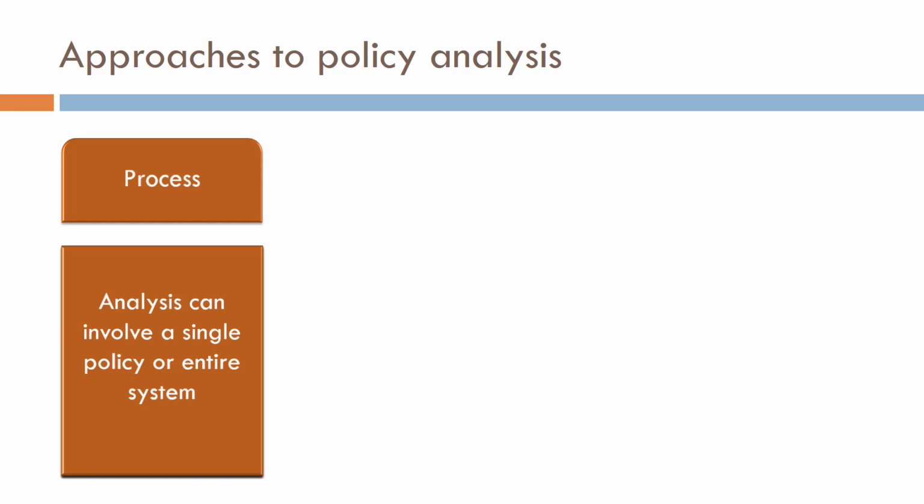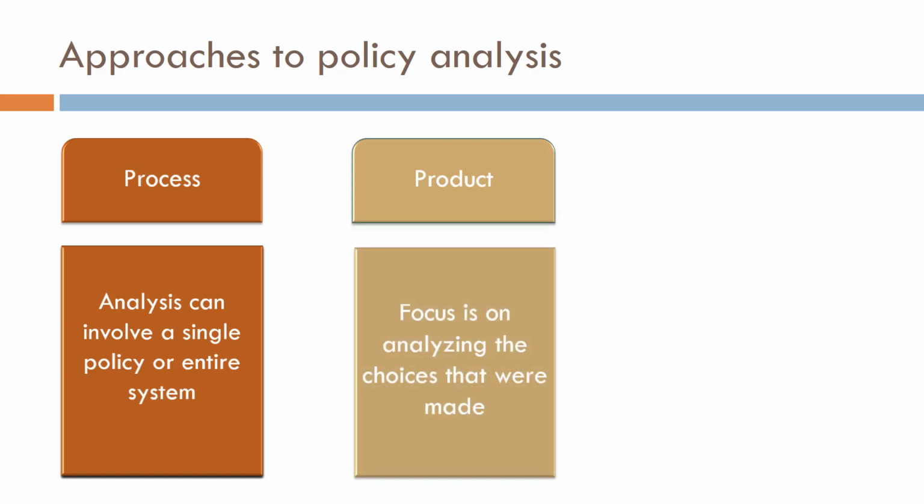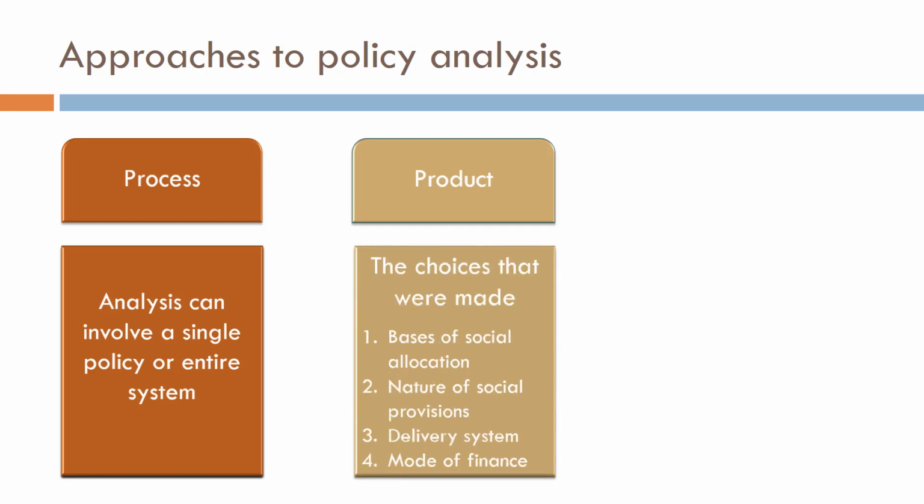Okay, so now let's move on to the second P, a product analysis. This type of policy analysis focuses on analyzing the choices that were made with regard to the components of the policy. Gilbert and Terrell focus on 4 choices in their policy framework. These are the basis of social allocations, the nature of the social provisions, the delivery system for those social provisions, and the mode of finance. I'll go over each one of these briefly later on in this video, and then there's going to be separate videos for each one of these, which then means that there are 5 videos, not 6.